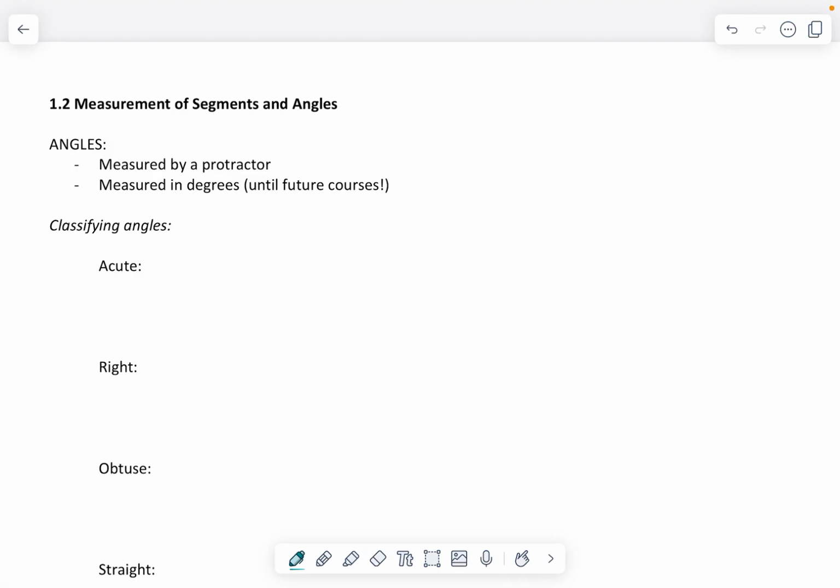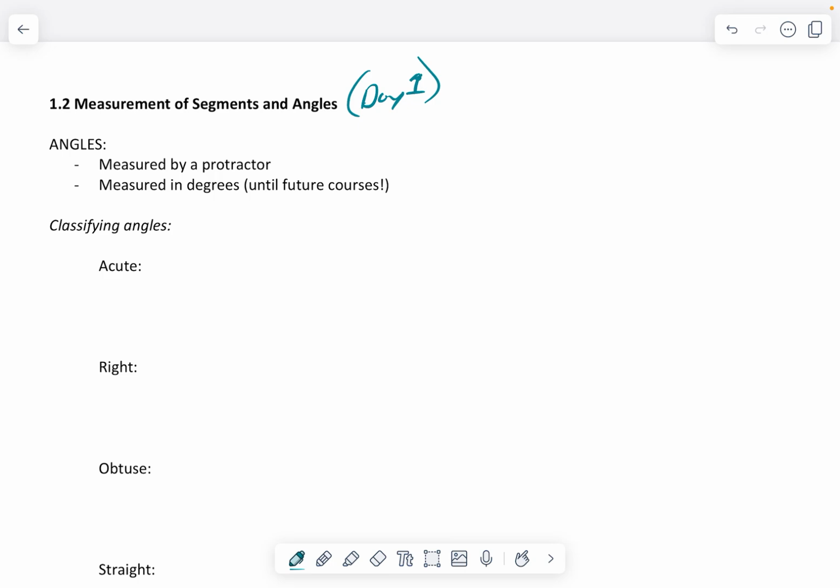Right, today we are starting section 1.2, and actually we're going to spend 2 days on section 1.2. So today is just going to be day 1 of notes, and we're going to be talking about angles, at least, just angles. I don't know why it says segments and angles, because it's mainly angles.